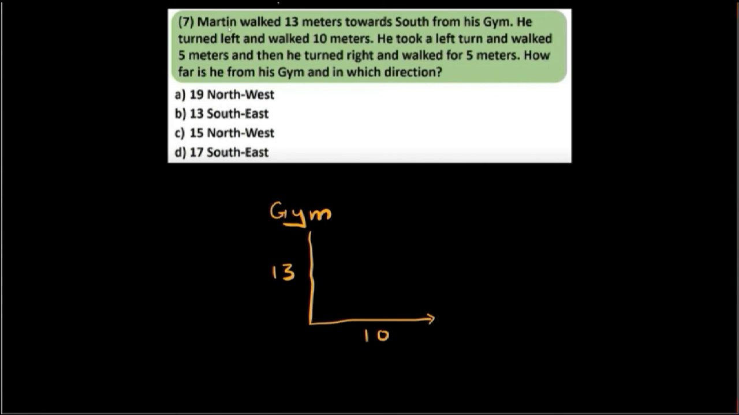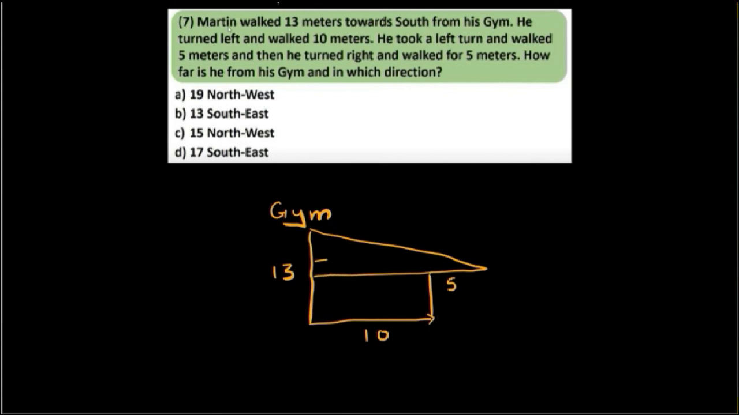So he moves 5 meters. So this is 5 meters. And then he turns right and walks for 5 meters again. So how far is he from the gym? So we have to find out this particular angle. Okay, so just join this straight line here at the right angle.